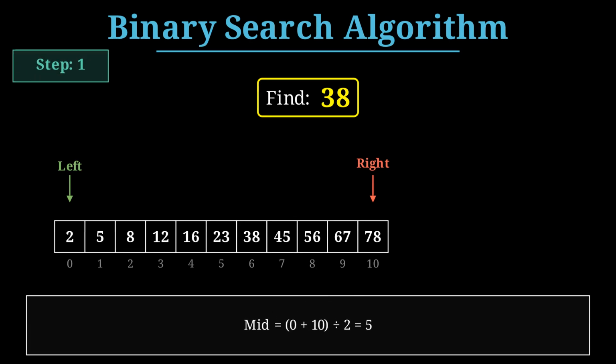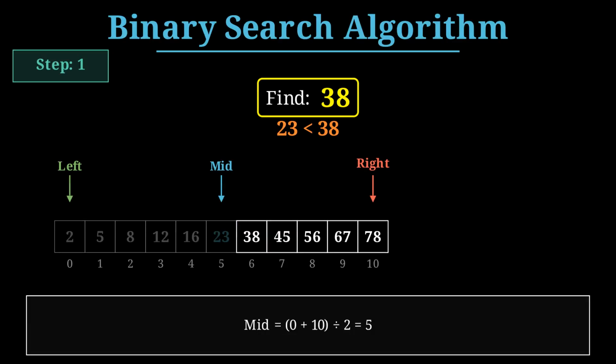Step 1. We calculate the middle index, 0 plus 10, divided by 2, equals 5. 23 is less than 38, so we search the right half. We eliminate the entire left half. Move the left pointer to index 6.